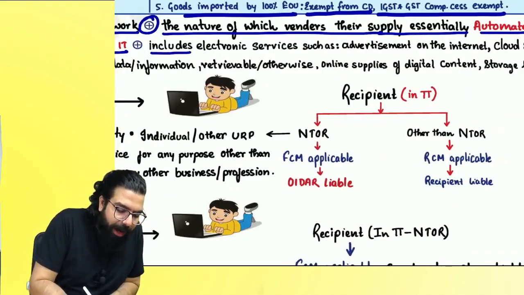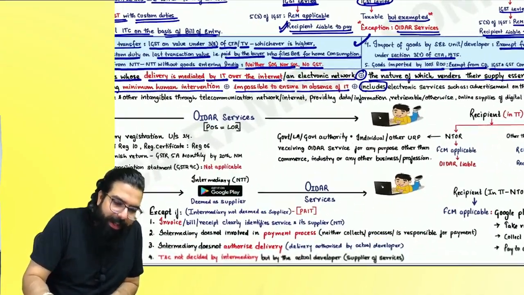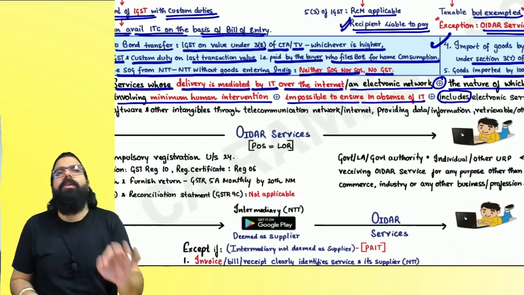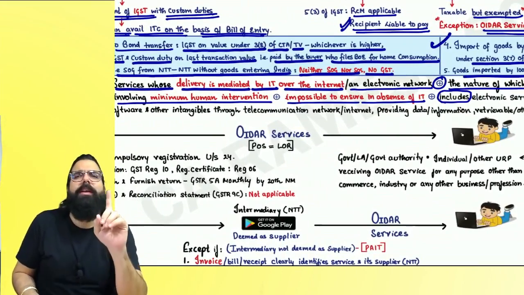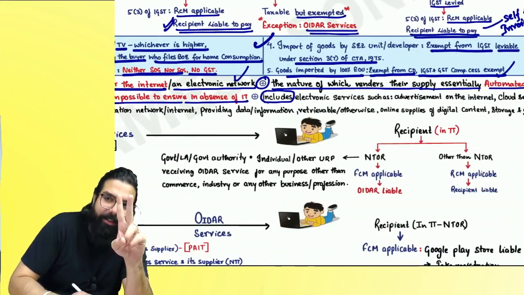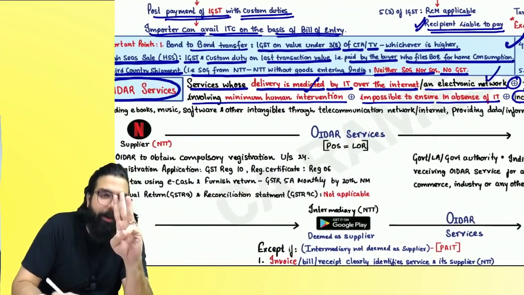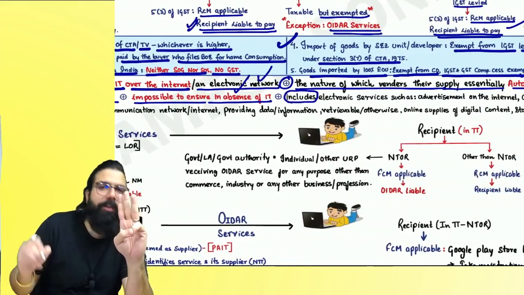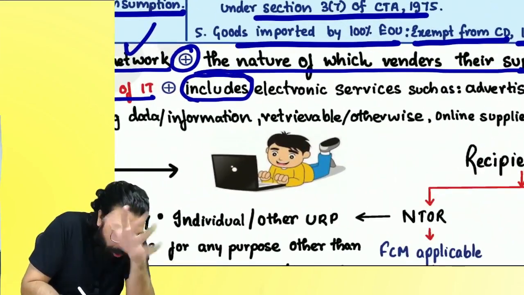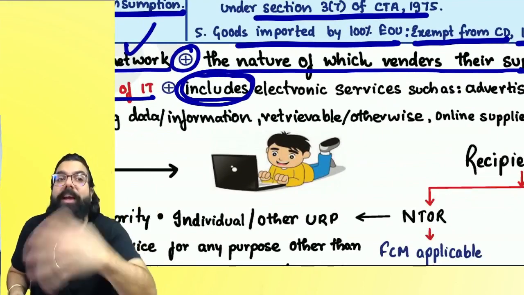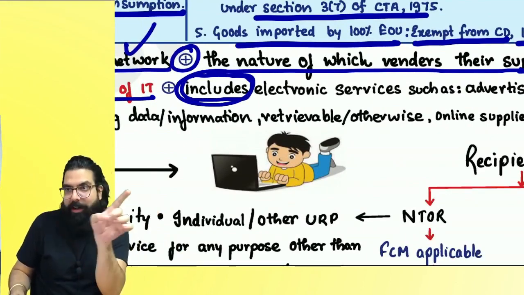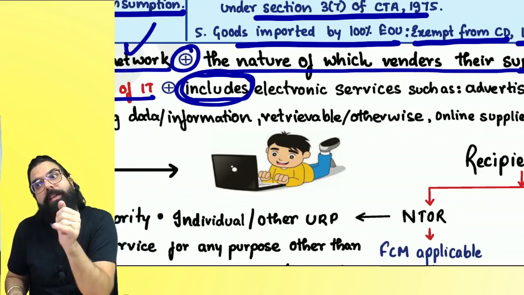Number one, they gave the definition. What is OIDAR service? A service whose delivery is mediated through information technology or an electronic network, the nature of the service is essentially automated, minimum human intervention is there, and it is impossible without IT. That is an OIDAR service. Four things. Plus they told us to include some things in OIDAR service. Even if you don't fall in the definition I told you, still these things will be OIDAR.